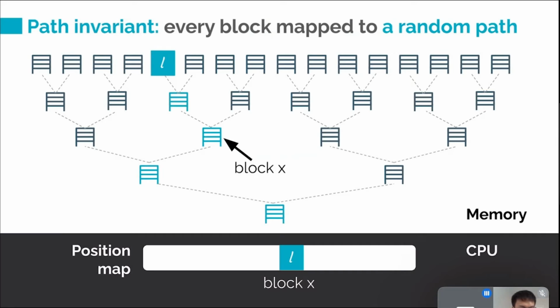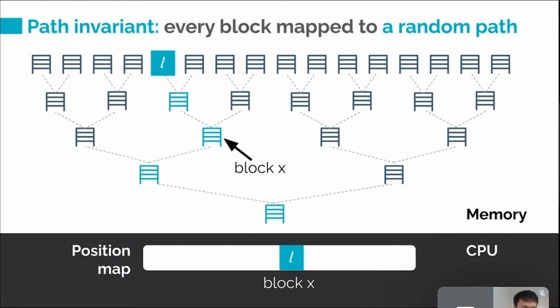And the most important invariant of the scheme is that every block is mapped to a random path from the root to some randomly selected leaf. So in this example, the logical block X is mapped to the blue path. For the time being, I'm going to cheat a little bit. I'm going to assume the CPU or the enclave can store a position map. This position map will record the path assigned to every block. You may complain that this position map is very large because it is linear in size, but don't worry about it for now, because later on we will completely get rid of the position map.